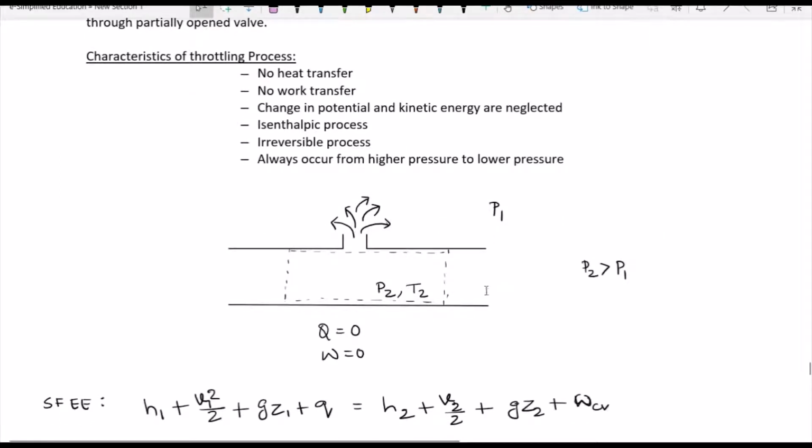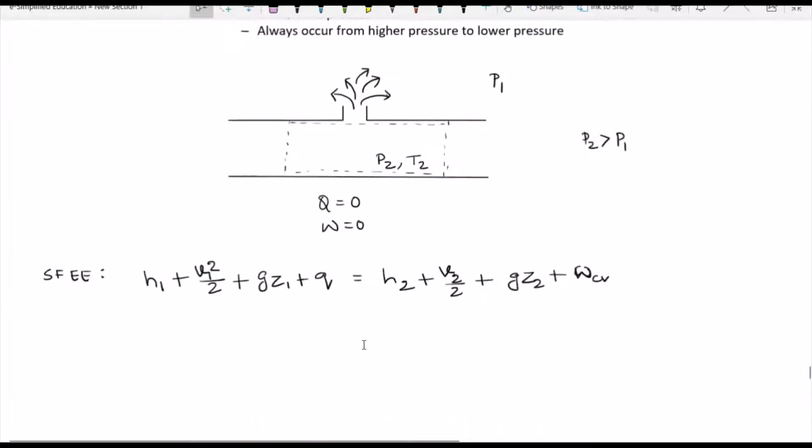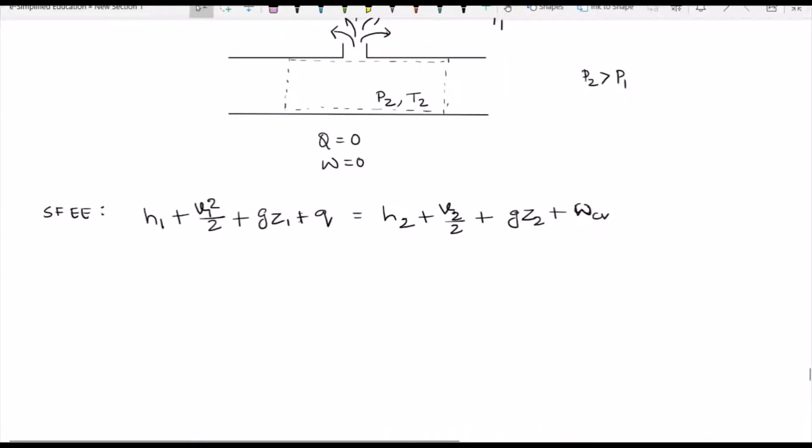This is P1, and the pressure P2 is over here, and P2 is greater than P1. The pressure over here will be higher, and only then will the fluid move in the upward direction. I have already told you the heat transfer and work transfer are 0. From the steady flow energy equation, as the kinetic energy and potential energy are neglected, I am making them 0, with no heat transfer and no work transfer.